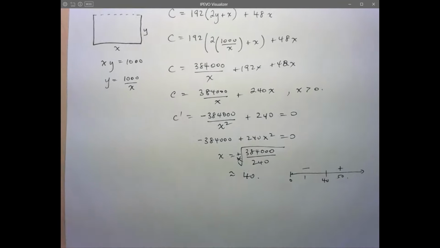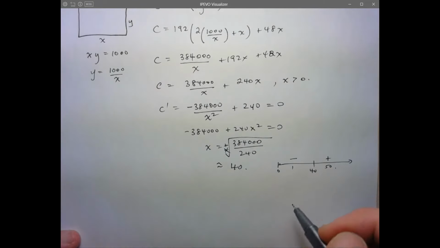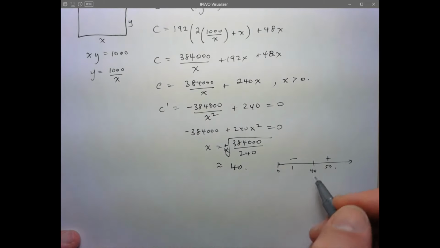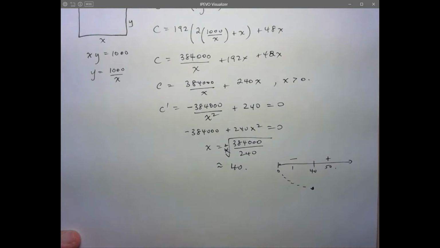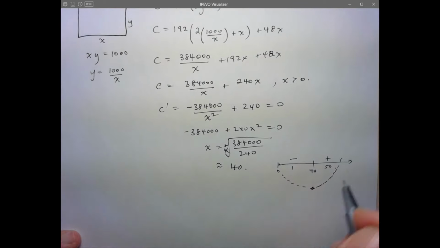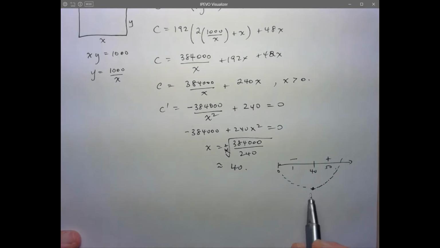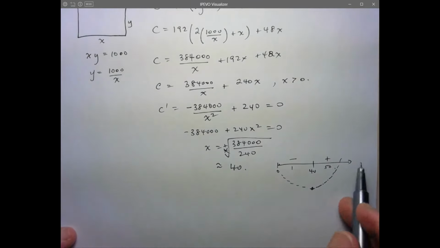Now, of course, this just tells me that I have a local minimum at 40. But between 0 and 40, the function is continually decreasing, and from 40 on, there are no other critical points. The derivative doesn't change sign, so it means the function is going to be continually increasing from there. So not only does this represent on this interval a local minimum, but an absolute minimum.